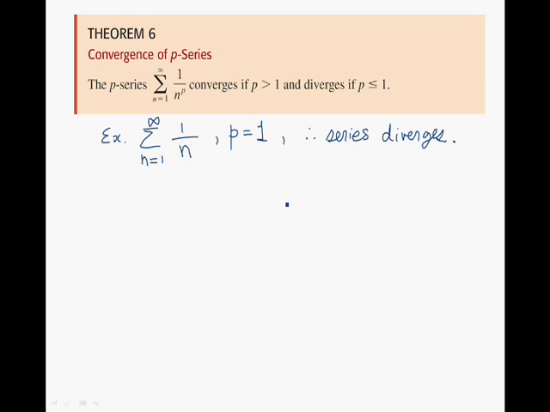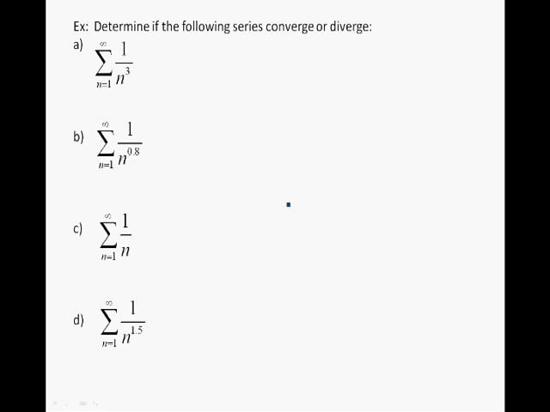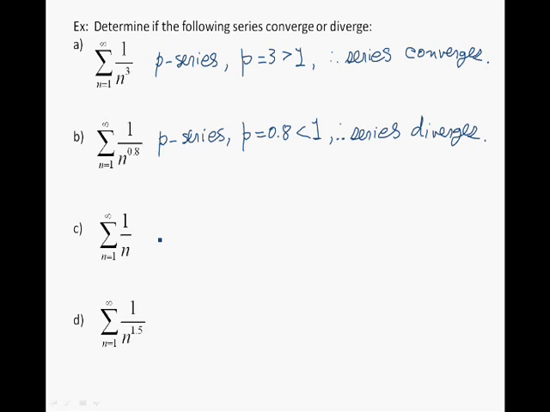And let's now continue with the following examples. In A, we note that we have a p-series and the value of p is equal to 3. Therefore, p is greater than 1, and we say that the p-series converges. In B, the value of p is equal to 0.8, and 0.8 is less than 1, therefore the series diverges. Example C is a harmonic series, and we already know that the harmonic series diverges. And in example D, we have a p-series, and p is equal to 1.5, which is greater than 1, therefore the series converges.